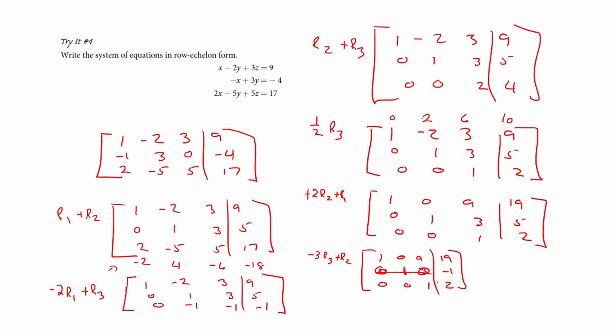Okay, I've got everything I need. So here's what I know. Z is going to be 2. Y is going to be -1. Now, I could finish this, and if I were doing it by hand, I would. I'm going to do -9 times row 3 and add it to row 1, and I'd be finished.